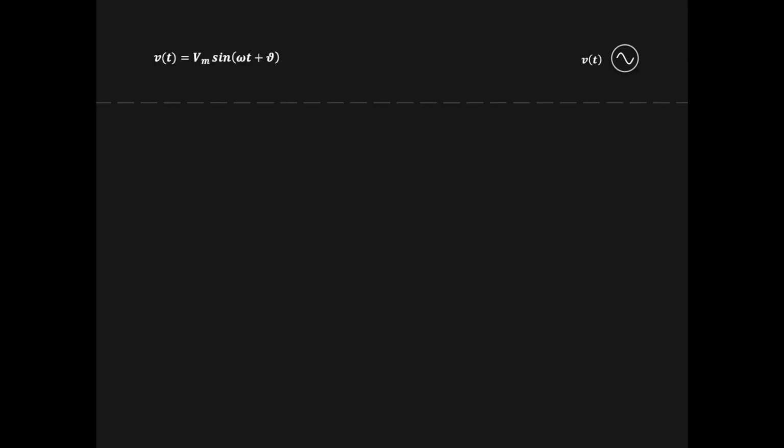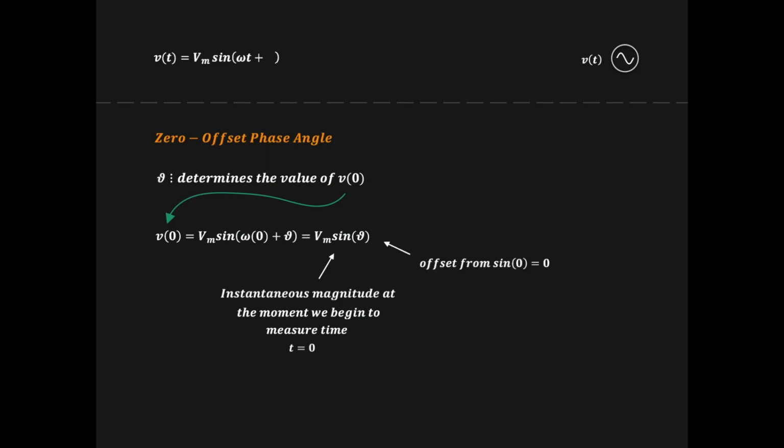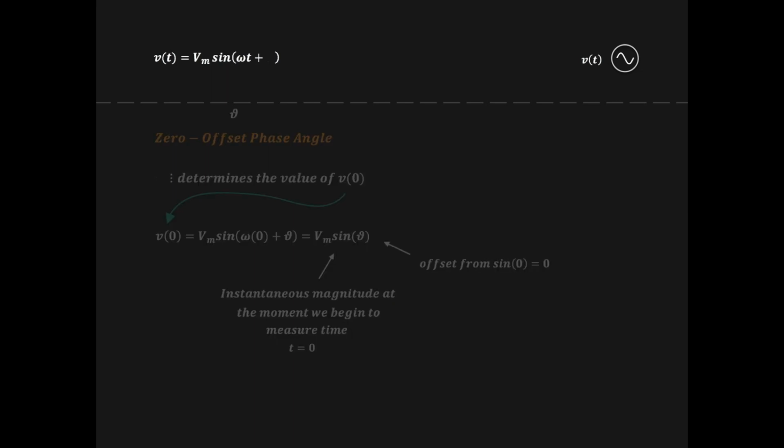The last variable in the argument of the sine function is the phase angle theta, which is also called the zero offset. The zero offset, as its name suggests, determines the instantaneous magnitude offset from the sine function's zero-time reference value, that is, v of t evaluated at t equals 0. Notice that when t equals 0, the argument of the sine function reduces to the phase angle theta. The sine function then operates on theta to procure its zero-time instantaneous magnitude.